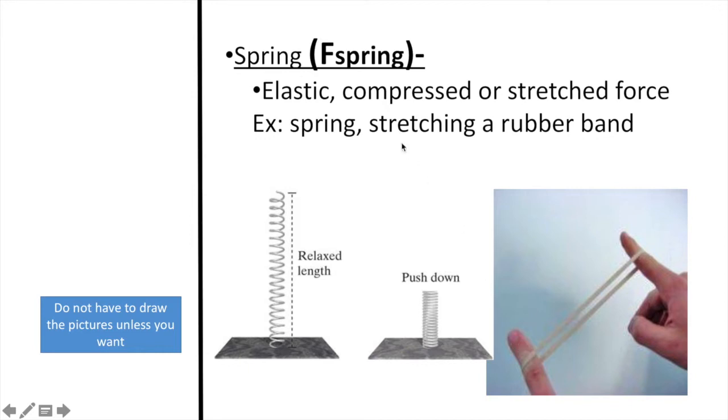Spring force, F sub spring, is an elastic, compressed, or stretched force. This is experienced when we have a spring that is either being stretched or pushed down. If you were to stretch it and let it go, it would have energy, and that force would pull the spring back towards the surface. If you were to push down on that same spring, it would push away from the surface. Here you have a rubber band. If you were to pull it, you would experience that spring force.